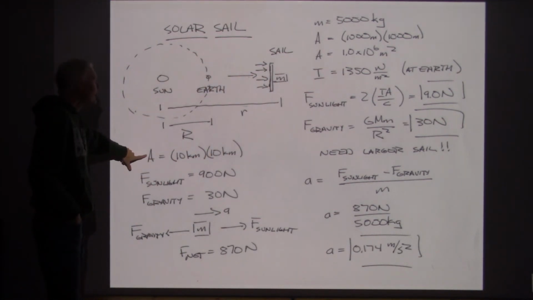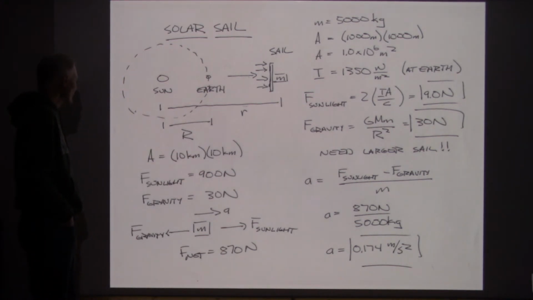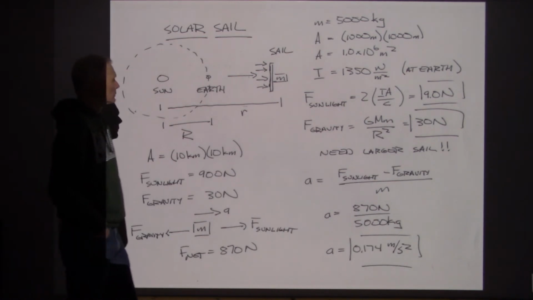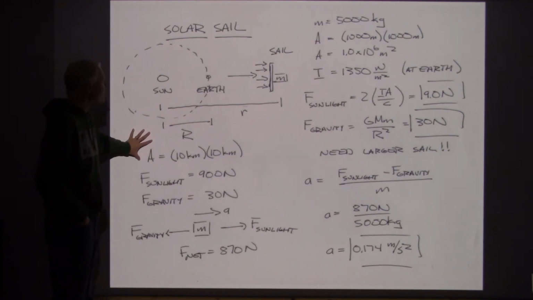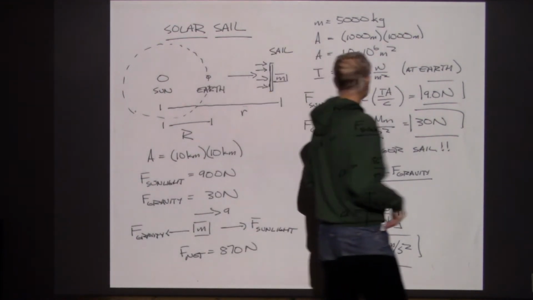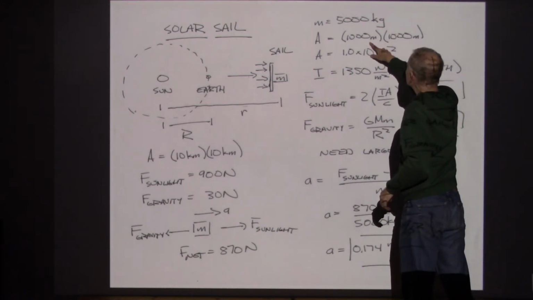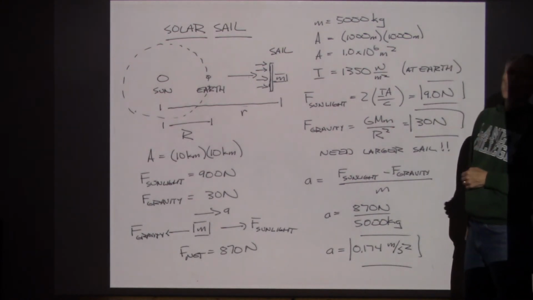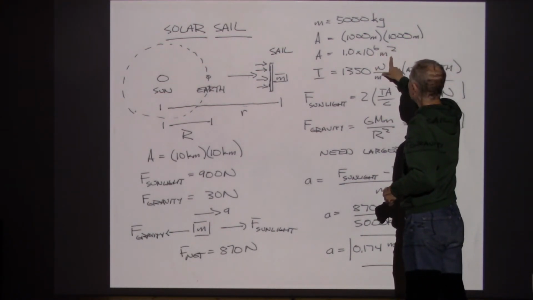And the area for the solar sail is 10,000 by 10,000 kilometers. And let's see. Oh, that's the bigger sail. This is my upgraded sail. Let's go back over and look at the original numbers. So originally we said the spacecraft is 5,000 kilometers. We started out with just 1 kilometer by 1 kilometer. So 1 kilometer by 1 kilometer gives us 1,000,000 square meters.